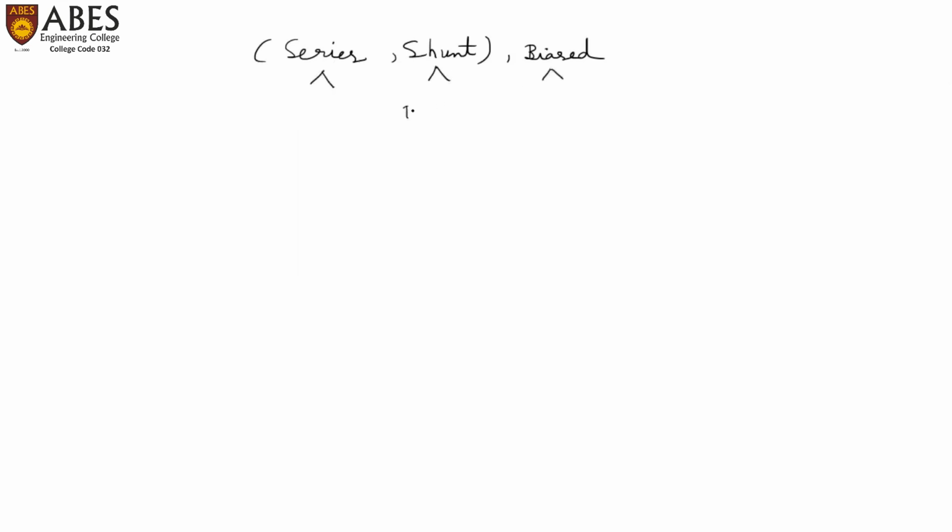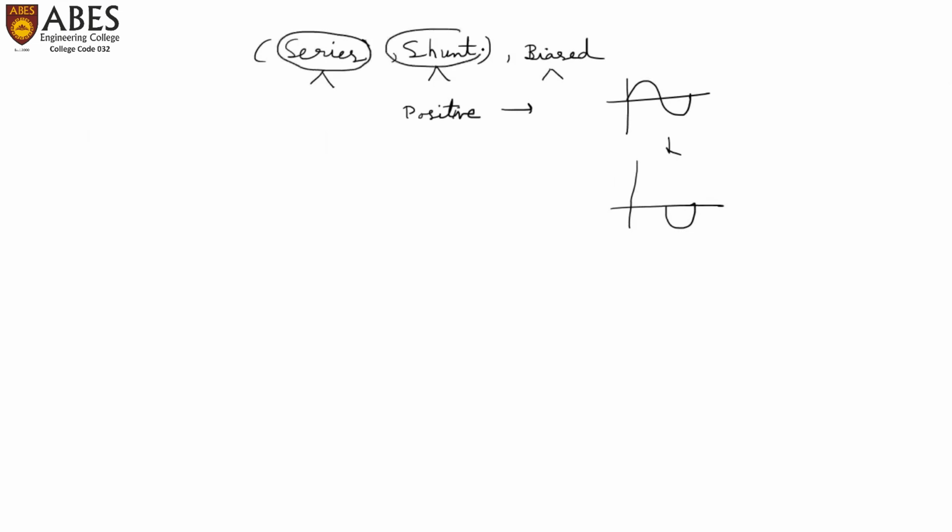Basically, we say that a positive clipper is one which cuts the positive portion of the wave. If this is the wave, then the corresponding output will be such that the positive portion will be clipped. This is called a positive clipper. But that is what we have already done in the series clipper and in the shunt clipper.